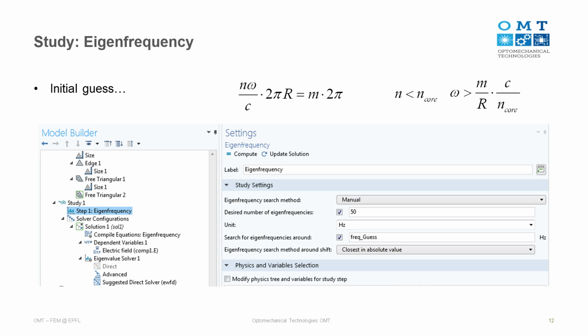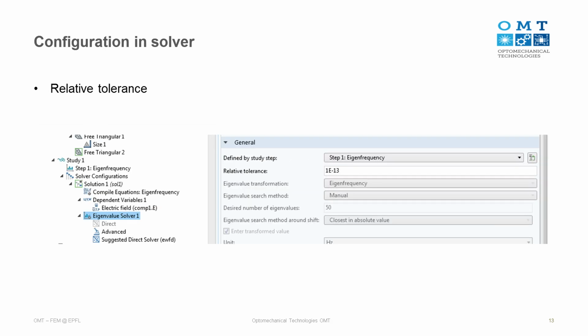If you set the core material index to be your initial index guess, then eventually the effective refractive index of the mode will be lower than that. So the n is smaller than n core. Then the eigenfrequency should be ideally larger than this value. So this is exactly the one we set in the parameter table to help you identify where to start. Okay. And again, the tolerance.